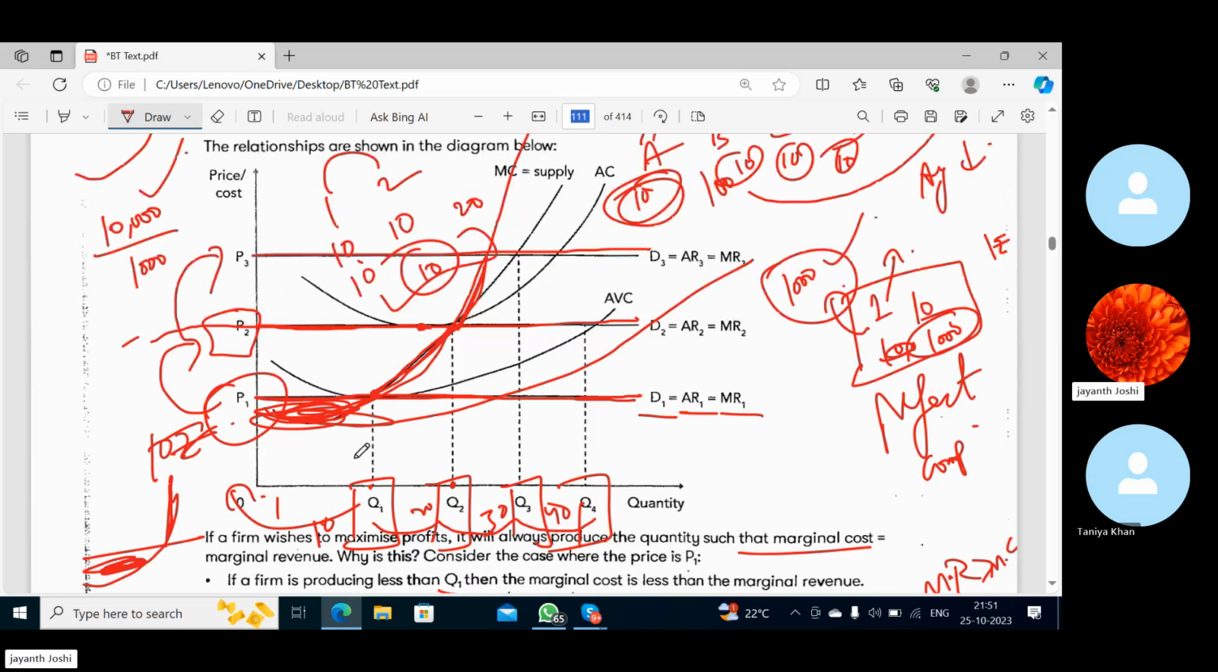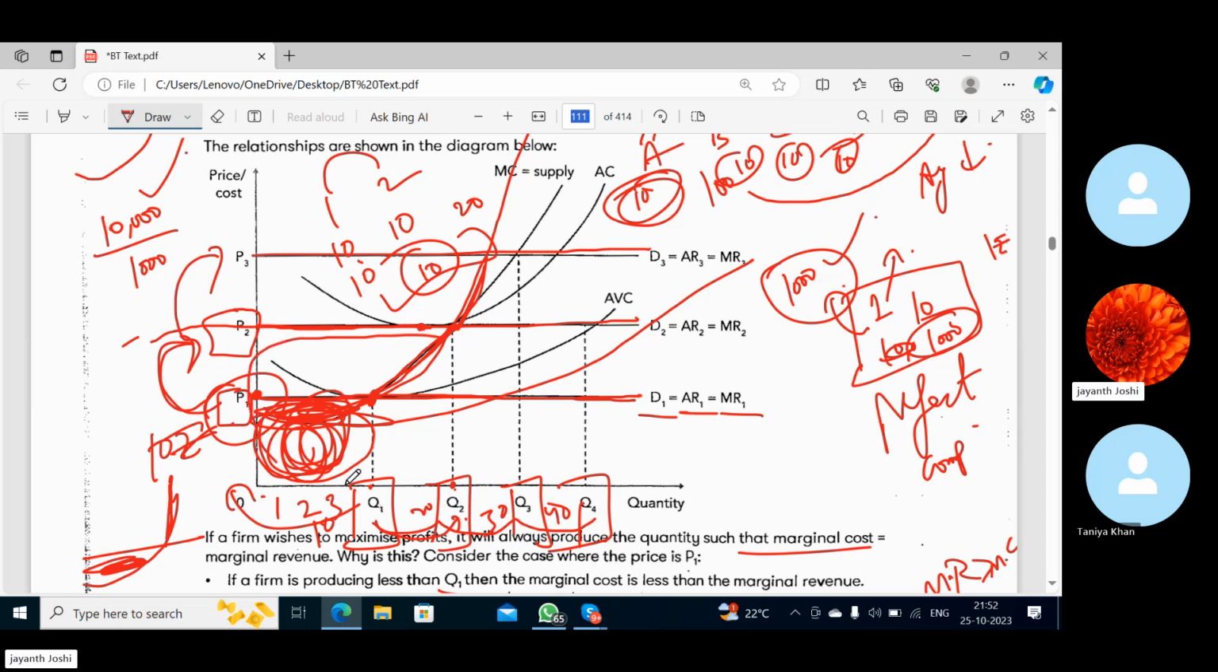See, when the price is P1, till here there is profit, because one unit, two units, three units, or Q1, only till here can profits be made. In this zone, however much they want, they can produce. Beyond this, they cannot earn profit at this price. The price has to change and the quantity demanded will also increase, right? It will become Q2. Now for Q2, the price is P2.